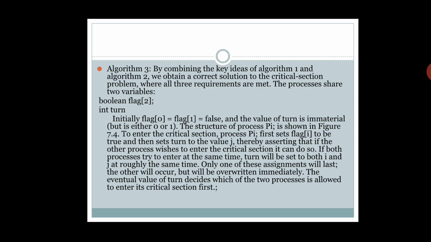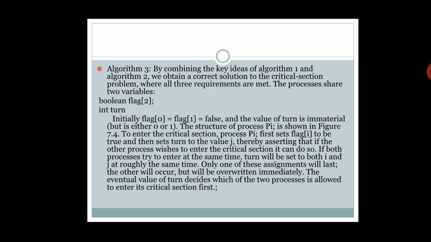If both flag of 0 and flag of 1 are set to true, then definitely those two processes are allowed to get into the critical section of their own. That is the meaning. So ultimately, with respect to algorithm 3, it directly means that two processes can simultaneously access the critical section with the help of the flag array. Okay, so that is the meaning.